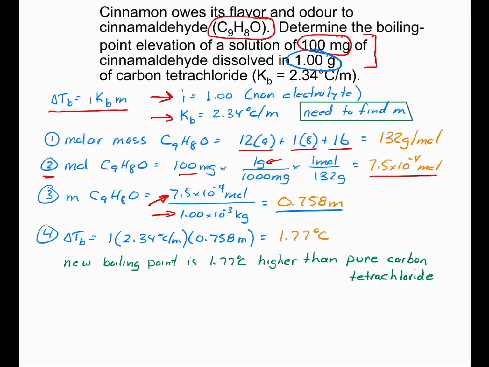We have our van 't Hoff factor of 1, our Kb of 2.34, and our molality of 0.758, and our final answer there is 1.77 degrees Celsius. So that would be the final answer for this question. But if I were to give you the boiling point of carbon tetrachloride, the solvent, then what you would have to do is add 1.77 degrees Celsius to that particular number to get the new boiling point.